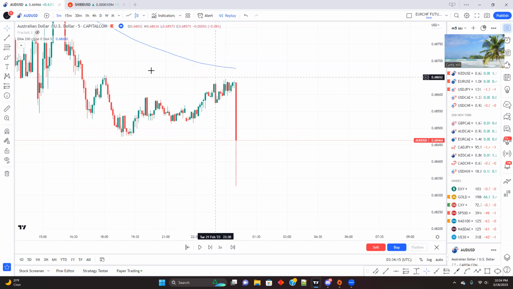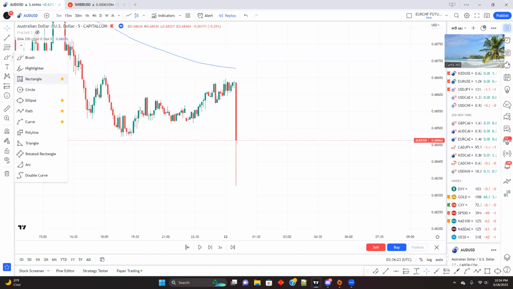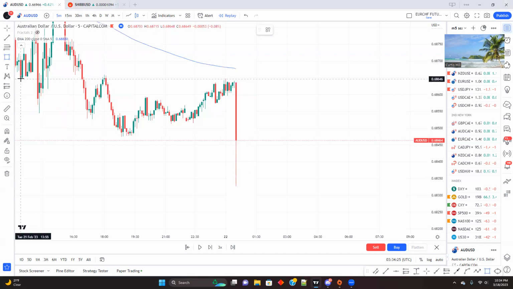The foundation of our high probability setup, if you've got pencil and paper or you want to just go with the flow, is always going to be the foundation. Rule number one: the foundation is a supply or a demand that left a gap. So in this instance, we're on the M5 looking at USD, odd USD. Here we have this area right here.